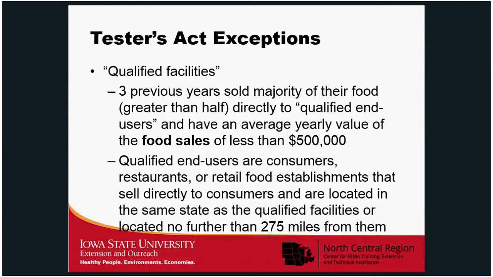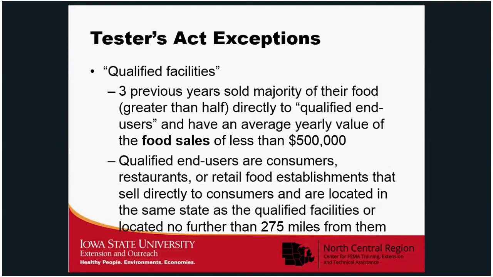Now we have the qualified exemption. You've gone through, and now we're going to look at food sales. Is your annual food sales less than $500,000, and do you sell over half of that to a qualified end user? What is a qualified end user? It is a consumer. If you're selling directly at a farmer's market, to a restaurant, or to a grocery store, then you are considered a qualified end user. If you're selling to a food hub or a food cooperative, that is not a qualified end user, because once again, they are going to be selling to somebody else.